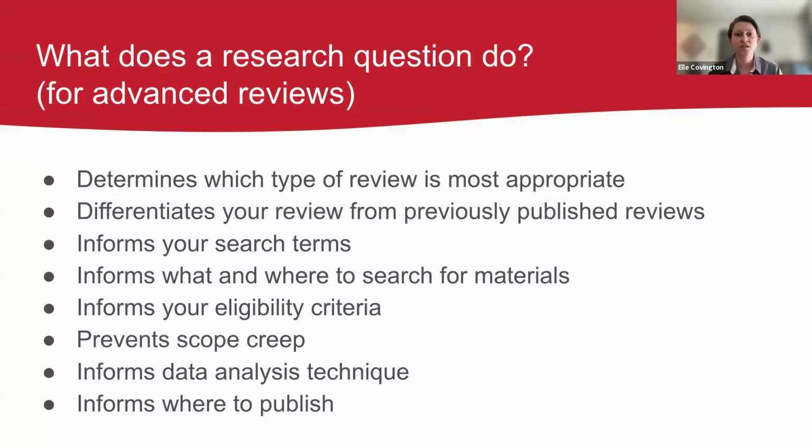So informing your search terms, because of course with advanced reviews, searching for sources is your data collection, right? It's so important. And so if you have that good, strong research question, you're going to draw a lot of your terms for your search strategy from that research question. And also where you're going to be searching for those sources. So what types of sources are going to be best?